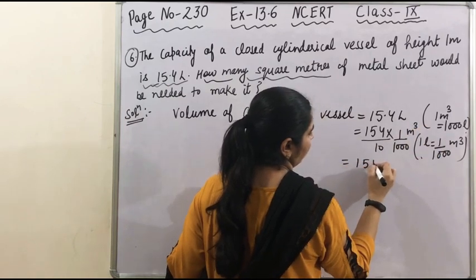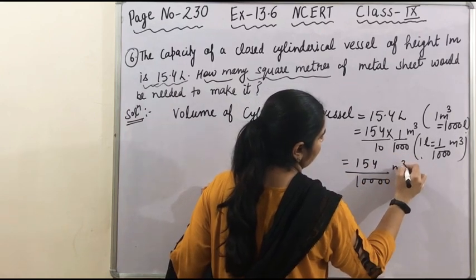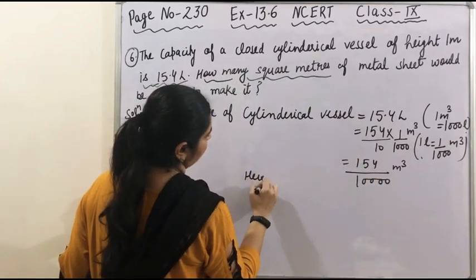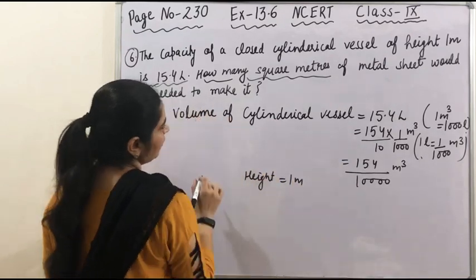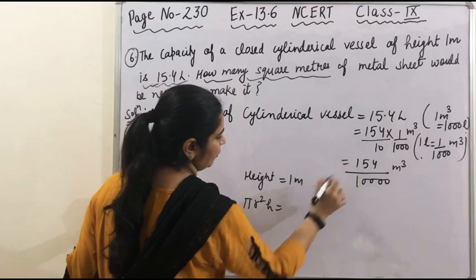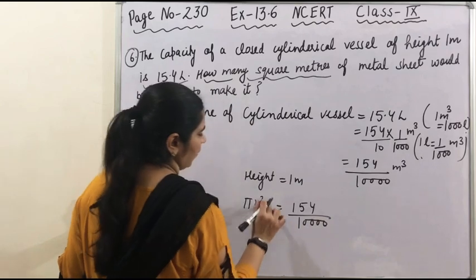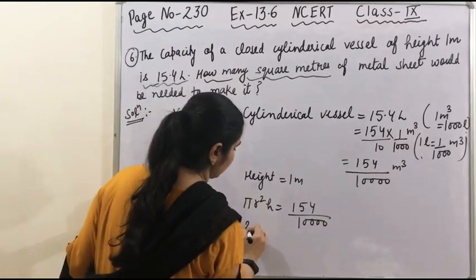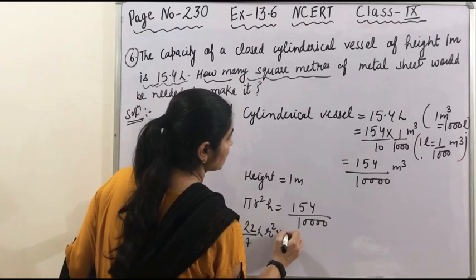So 154 divided by 10,000 meter cube. Okay, now this is in meter cube. Height is given, height is 1 meter. Apply the formula of the volume of a cylindrical vessel, pi r square h, which is equal to 154 divided by 10,000. We'll apply the value of h. Pi is not given, so we'll take pi as 22/7. r we have to find out. h is given as 1.